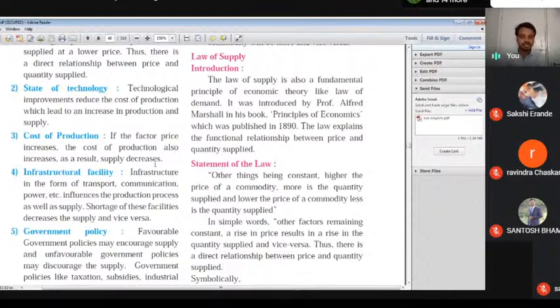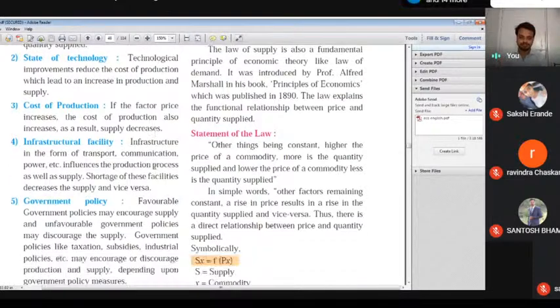Then number 4, infrastructure facility. Infrastructure. What is meant by infrastructure? Who can explain the meaning of infrastructure? Number 9, Sakshi, my voice is coming, Sakshi. Yes sir. Okay, what is the meaning of infrastructure?